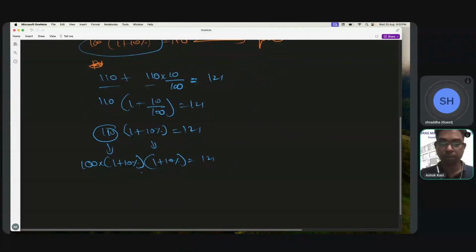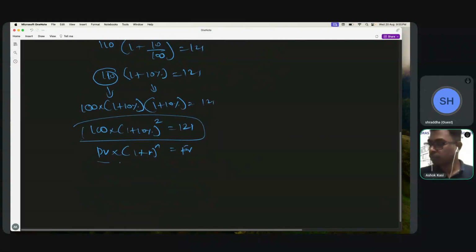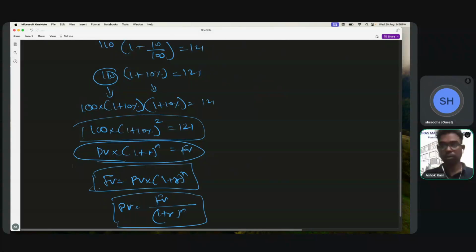This step is fine. Yes. Then 100 into 1 plus 10 percentage raised to 2 is equal to 121. So that means now it has taken the shape of present value into 1 plus r raised to n is equal to future value. Okay, so future value is equal to present value into 1 plus r raised to n. So therefore present value is equal to future value divided by 1 plus r raised to n. Are you comfortable with these two formulas now? Yes. Okay.